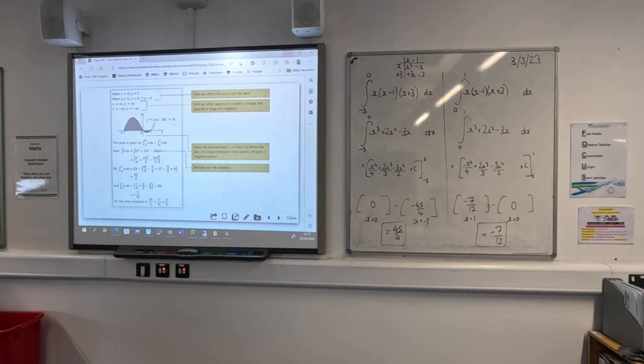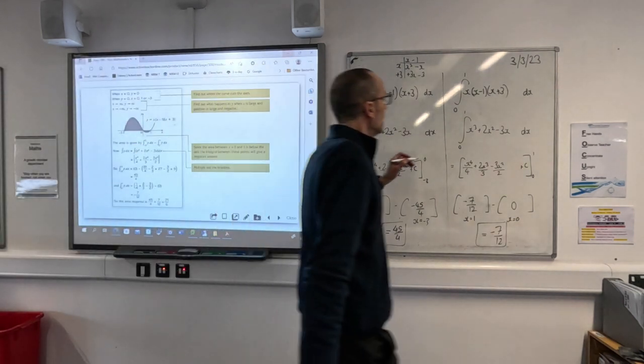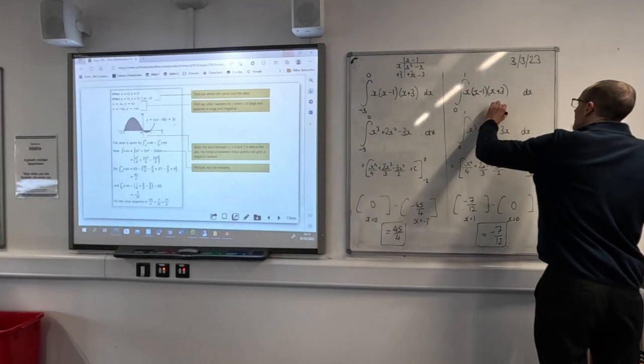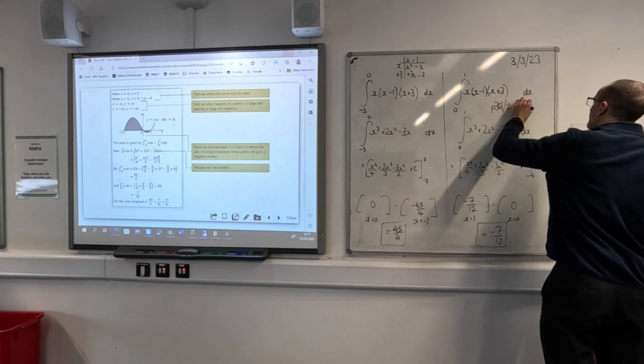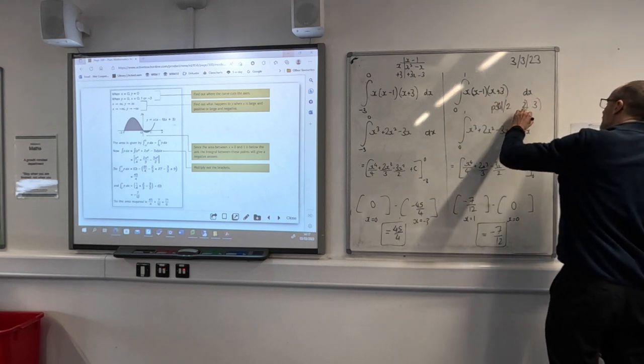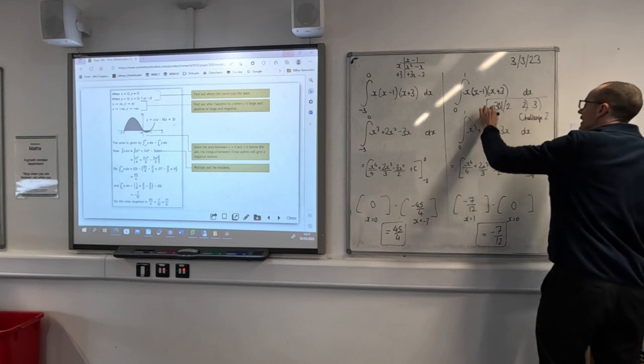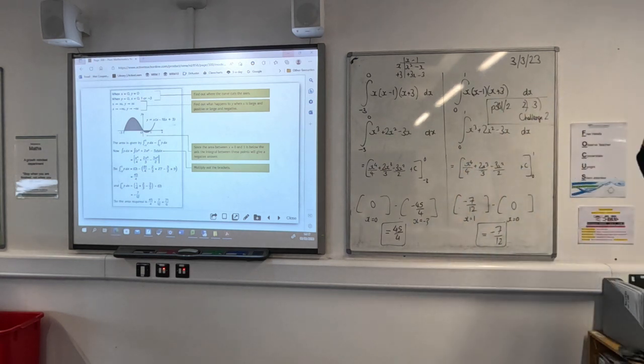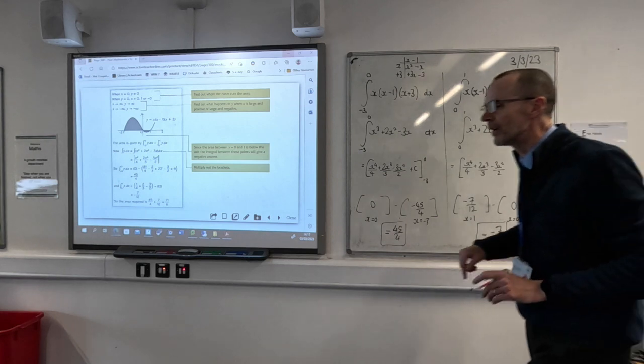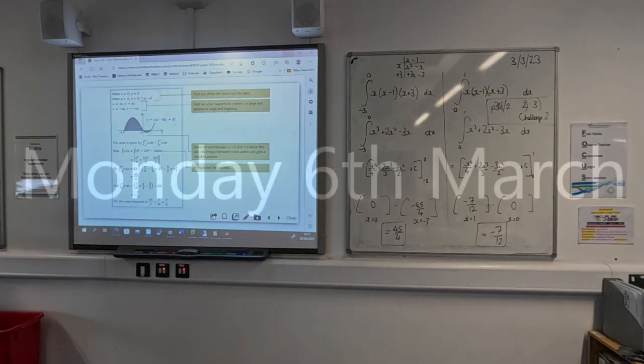Textbook page 301, 302. This is in the Pure 1 book. I'll give them that in a minute. 301, 302. Question 2, which is on one page. Question 3, and then challenge question 2, which is a good one to have a look at. So for those at home, that's page 301 and 302 in the Pure 1 book. Question 2, which is on 301, and question 3, which is over the page.